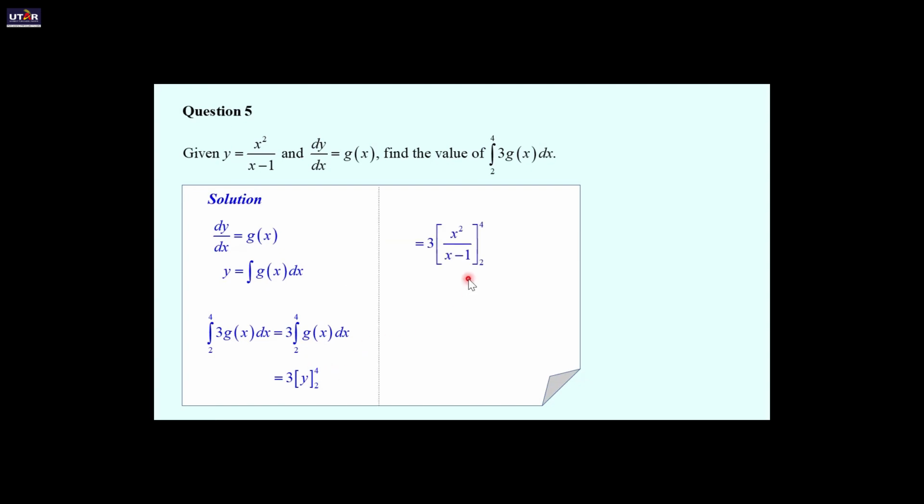So let us continue with the substitutions. We substitute with the upper limit x is equal to 4 and also the lower limit x is equal to 2. We find the difference, and this will provide the value of the definite integral. Therefore, the value is equal to 4.